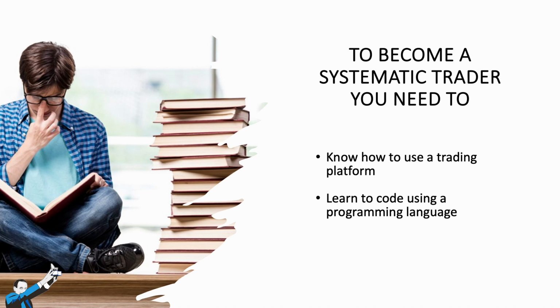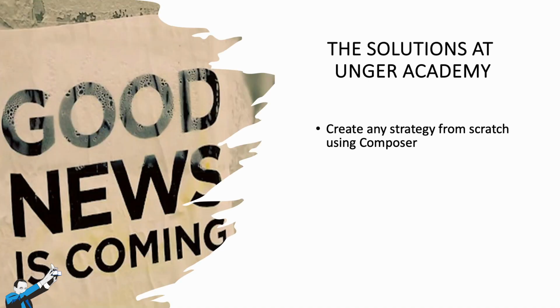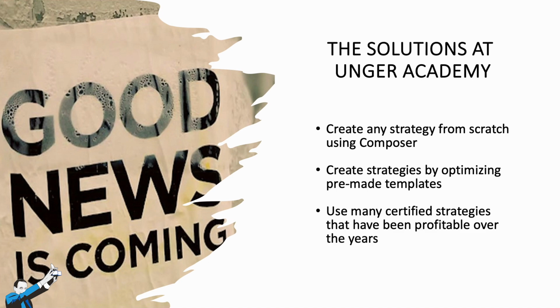We developed 3 different alternative tools with which traders don't have to write a single line of code. I'd like to show you them by testing on the field. The first of these solutions proposed by Unger Academy is called Composer. Composer is proprietary software that allows us to create any strategy from nothing. The second solution is to use existing templates and optimize some parameters. The last solution, which is undoubtedly the most immediate, is to take advantage of many strategies already validated by the Academy's technical team and have proven profitable for several years.